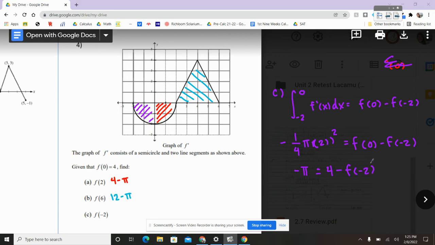So this time, to solve it, we're going to have to move this negative f of negative 2 to the other side. So we get f of negative 2 equals 4. Then I move this pi to the other side and get 4 plus pi. And that would be your answer for C.